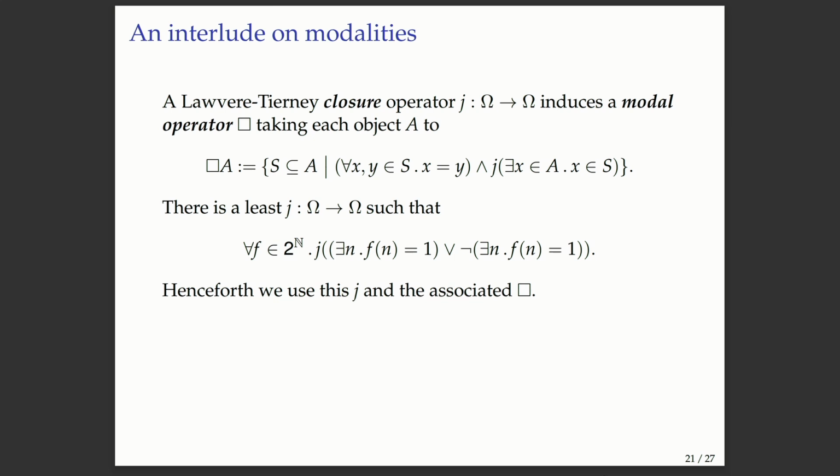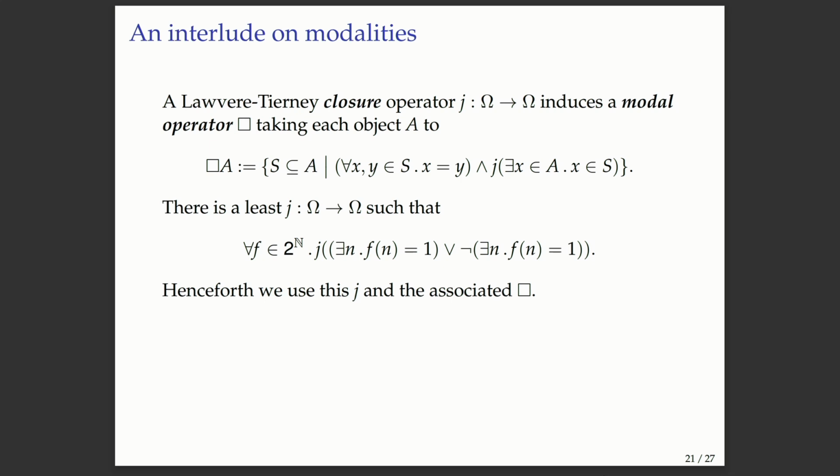So what is this box A? Well, the way you think of box A is like this. Think of A as an object where every element has some computational evidence. Now, box A is going to create a slightly larger set where this computational evidence has been relaxed a little bit. How was it relaxed? Using the J operator.